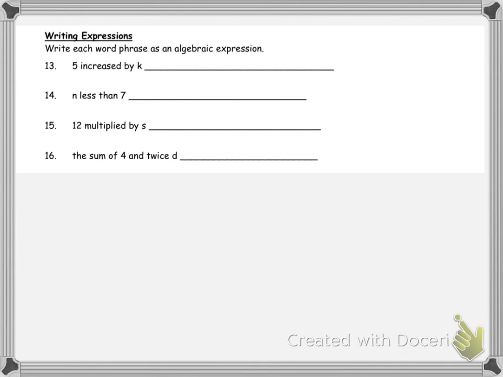All right, writing expressions from a word phrase. We have to write whatever we see that's happening here, and we talked about this in class. The first thing I see is the word increased. Increased tells me that it is going to be an addition problem. So this is going to be 5 plus k. And if you wrote k plus 5, that works too, because addition is commutative. It doesn't matter the order that we add. We get the same answer.